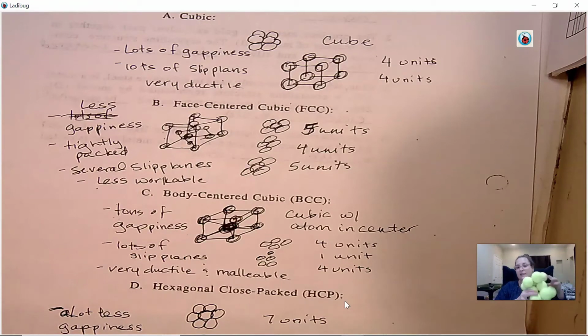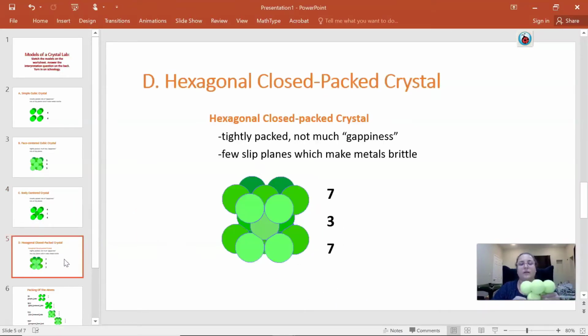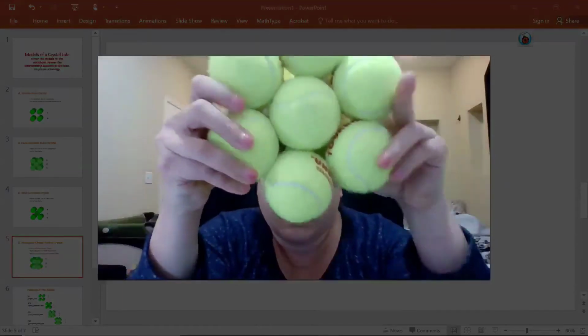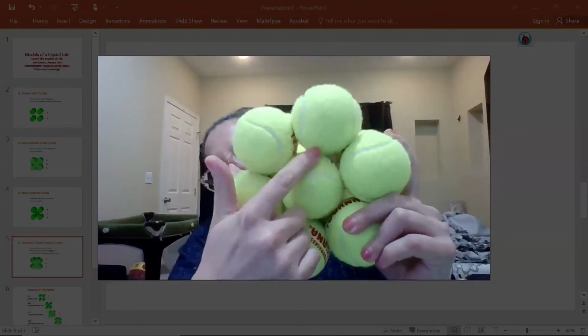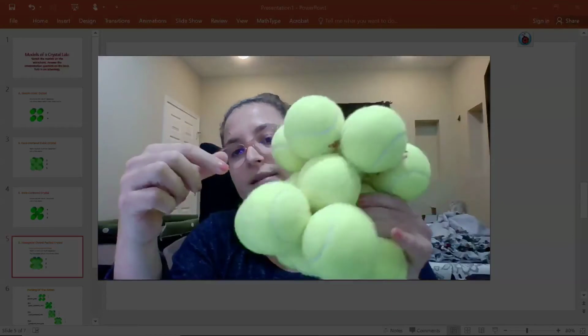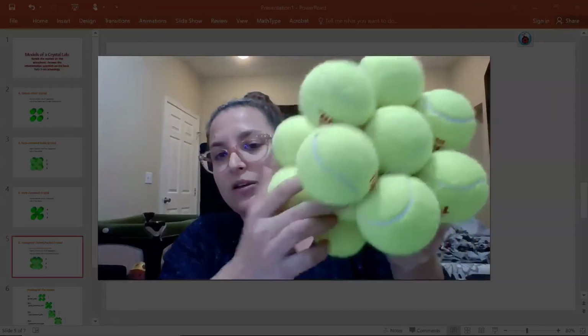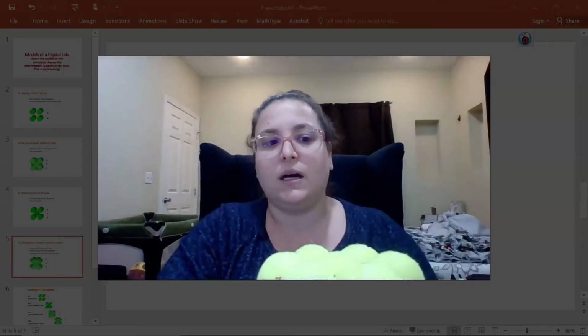Okay, and my last example is going to be hexagonal closed packed, or HCP. Let me zoom in on this one because this one's kind of neat. So you have 7 atoms on the bottom right here. It kind of looks like a flower with 1 in the center surrounded by 6. And then in the center, between the 2 layers of 7, is a layer of 3, kind of triangle shaped. And this is how you get the hexagon shape, hexagonal closed packed.